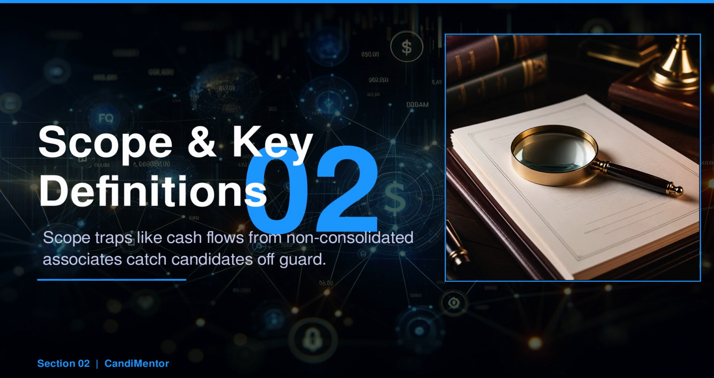Understanding the scope of ASC 230 is crucial because missing exclusions like non-cash transactions with related parties can trip you up in interviews. Misjudging these boundaries leads to incorrect cash flow classifications, impacting financial statements. Grasping what's in and out helps ensure accurate reporting and makes you stand out in interviews.